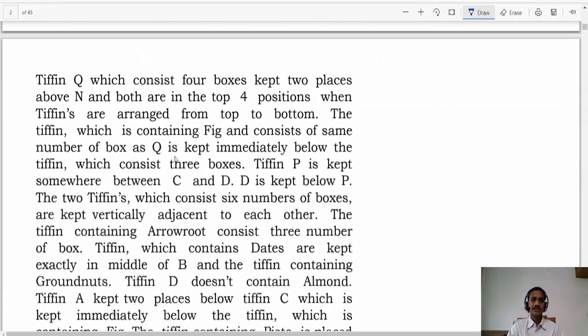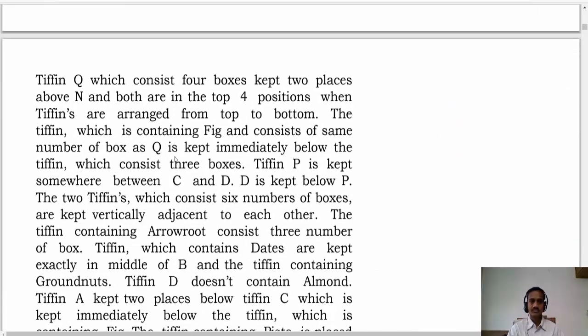Then tiffin Q, which consists of 4 boxes, is kept 2 places above N, and both of these are in the top 4 positions.